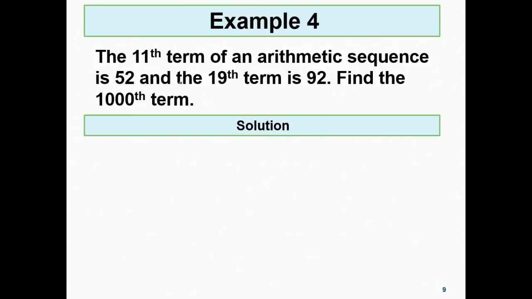Example 4. The 11th term is 52. So, T11 is equal to 52. The 90th term is 92. The 90th term is equal to 92. Find the 1000th term, T1000.